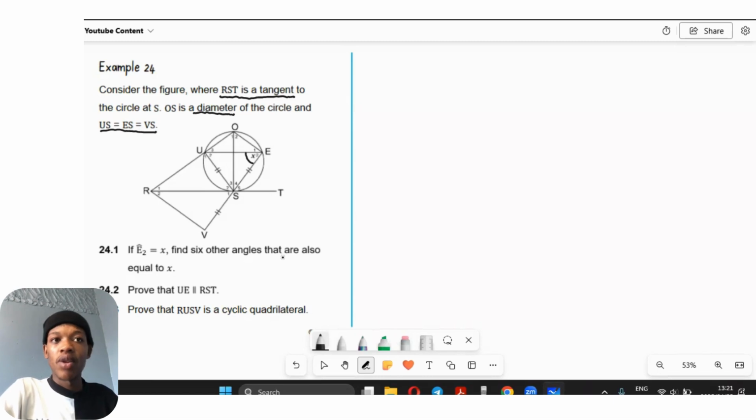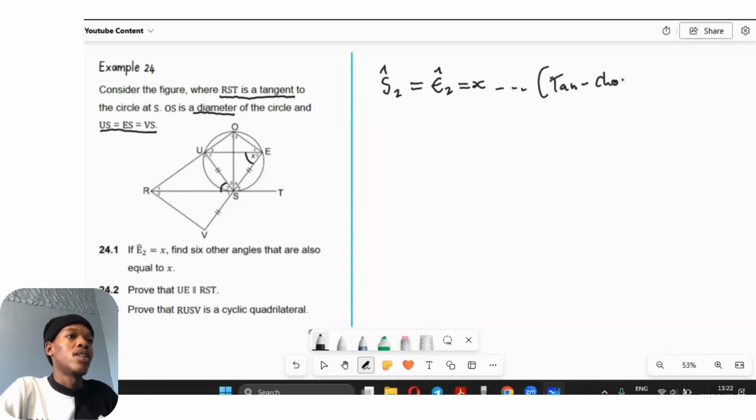We're given a tangent and a chord, so we're definitely going to use the tan chord theorem. Which one? It's S2. S2 is an angle between the tangent RST and the chord US. The chord is subtending the angle E2, and E2 is at the circumference. So angle S2 is equal to angle E2, and they are both equal to X. How come? Tan chord theorem.